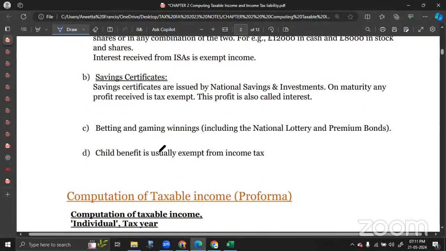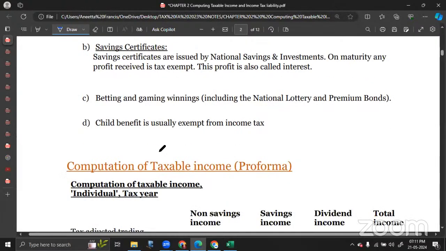Savings certificates. Now this is a matter of confusion for many students because NSI issued savings certificate incomes are exempt, whereas NSI interests are taxable. In certain cases, national savings and investment interest is taxable. But the interest or profit received from the savings certificates issued by the NSI is exempt. So just remember to segregate that. If you see the word savings certificates, just keep in mind that income from savings certificates is exempt. Then premium bond wins, betting wins, gaming wins, lottery wins are all exempt.